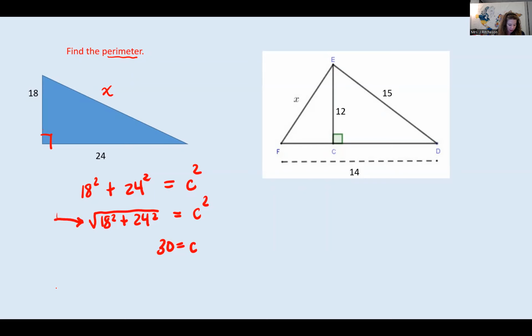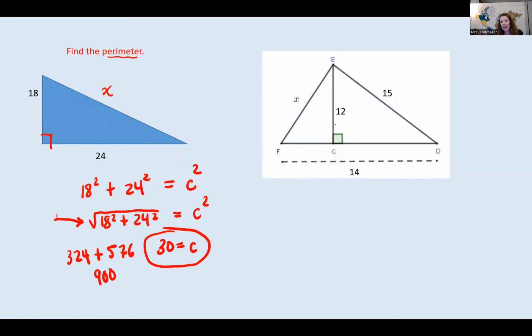If you didn't do it that way, you have 18 squared is 324 plus 24 squared is 576. And when you add that together, you get 900, and then the square root of 900, of course, is 30. But you can do it this way. Just keep that in mind. All right, let's look at this one.